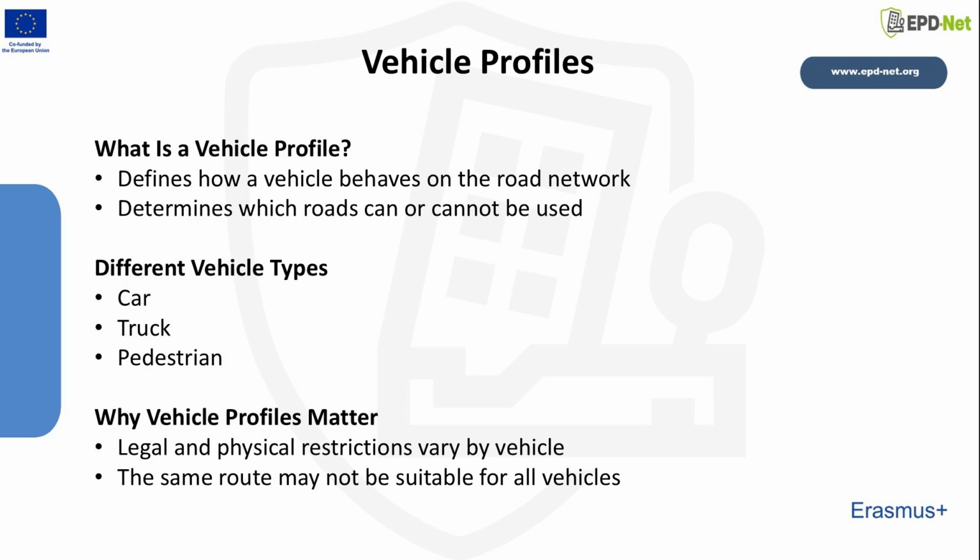A vehicle profile defines how a specific type of vehicle behaves within a road network. It determines which roads can be used, which restrictions apply, and how routing calculations should be performed for that vehicle type. Different vehicle types, such as cars, trucks, and pedestrians, have different routing requirements. For example, trucks may be restricted from certain roads due to height, weight, or hazardous material regulations, while pedestrians can access paths that vehicles cannot.